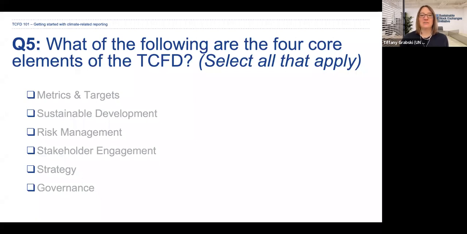Perfect. So just before we let you go to break, congratulations, everyone. You did identify correctly: metrics and targets, risk management, strategy, and governance are the four core pillars, but they're always interconnected for sure. So with that, let's let everybody take a 5-minute break. If you could return in 5 minutes, we will continue with our training from there. Thanks, everyone.